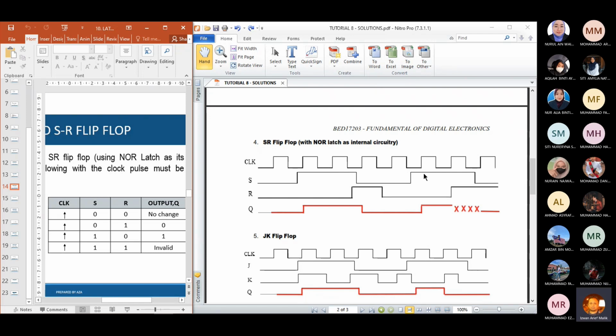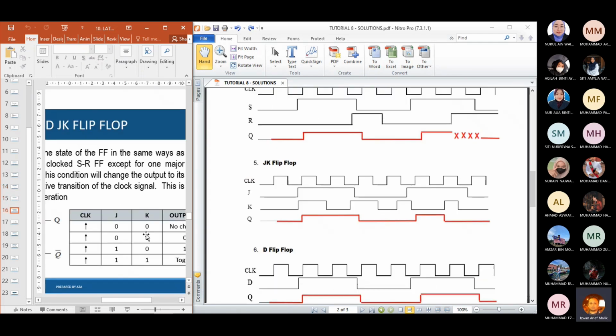Sixth clock, it is at 1, 0, so it becomes 1 again. Seventh clock, it is at 1, 1, so it becomes invalid. Eighth clock, it is at 0, 1, so it will become 0. So you obtain your Q. If there is a Q bar below, then you invert the output of this Q. That's all.